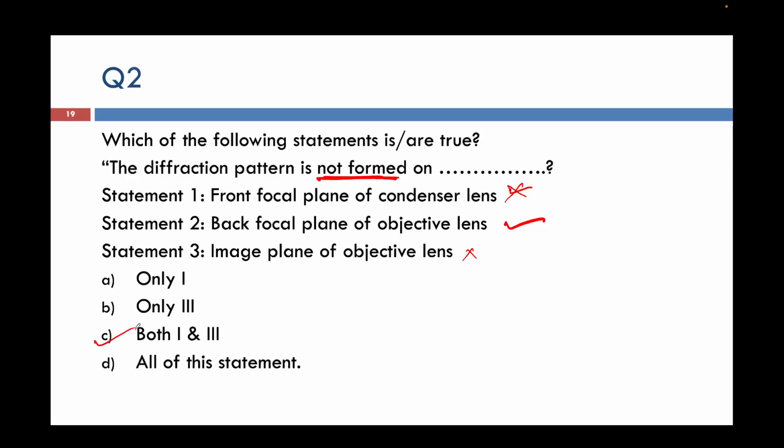So C will be the answer, because at the back focal plane of the objective lens the diffraction pattern is formed. If we project the back focal plane of the objective lens to our final image, then we will get the diffraction pattern there. Here the question is asking where the diffraction pattern is not formed. Okay.